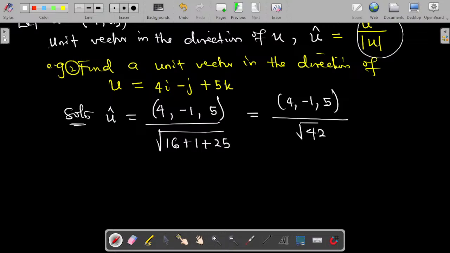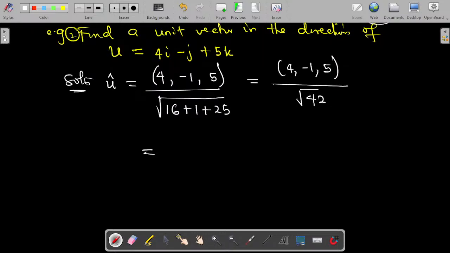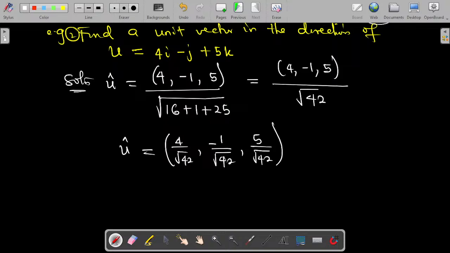So the implication of this is that our vector u caret is equal to (4 over root 42, -1 over root 42, 5 over root 42). By fraction, this divides everything that is here. So that's exactly what you expected to do.